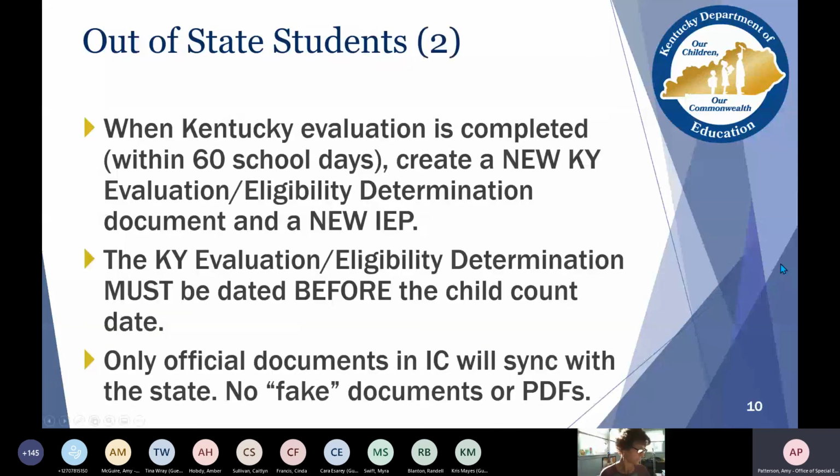Now, once you've done that, you still have to determine eligibility, and you have 60 days to do that. But when you do that, you're not going to go back to the old evaluation document. You're going to leave that one alone because you need it to span December 1. So you're going to create the new eligibility determination document, and you're going to create a new IEP. And those will be put in place, and then those will be the ones that are pulled after that. But for December 1, you have to have a document that says the student was eligible on December 1st.